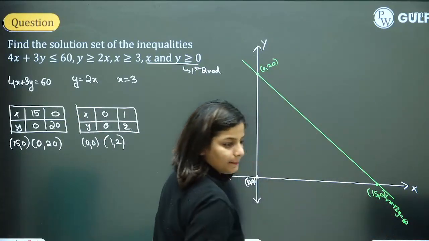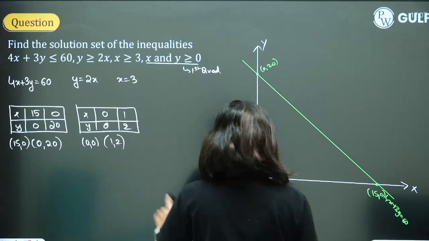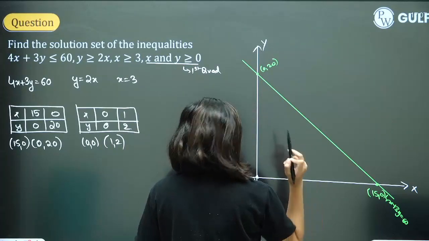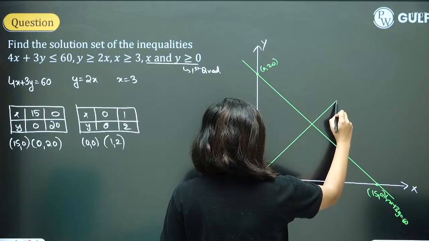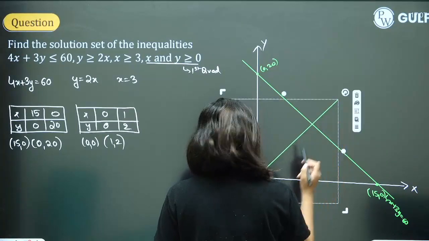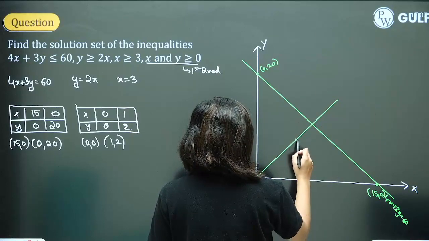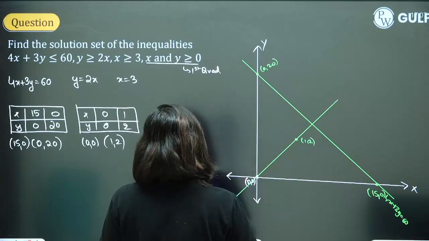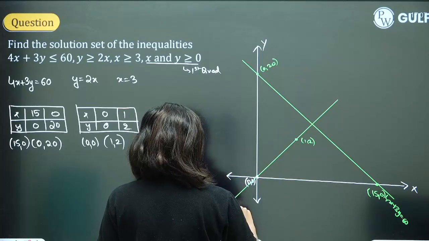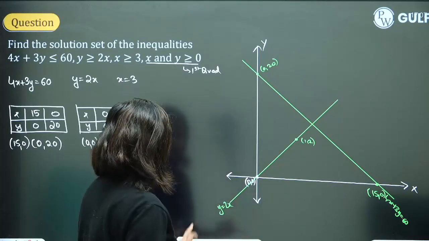ठीक है, दिख रहा है ना? Next line is 0, 0, 1, 2. 1, 2 will be somewhere here. So roughly I am saying 0, 0, 1, 2. Not exact, but yeah. If you draw on graph paper, it will be better. I'm just drawing. The name of the line is y equal to 2x. And third line x equal to 3.